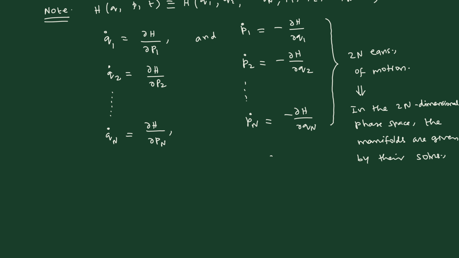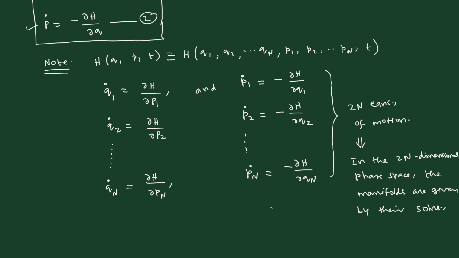When you solve these 2n equations of motion, their solutions will give you trajectories, and these trajectories are known as manifolds. Where are the manifolds going to be drawn? You'll have to draw them in the phase space, and the phase space itself is 2n dimensional. Why is phase space 2n dimensional? It's clearly visible here. The phase space is the set of all variables from here to here. If you plot all the q's along the x-axis and all the p's along the y-axis, that particular diagram is known as the phase space.